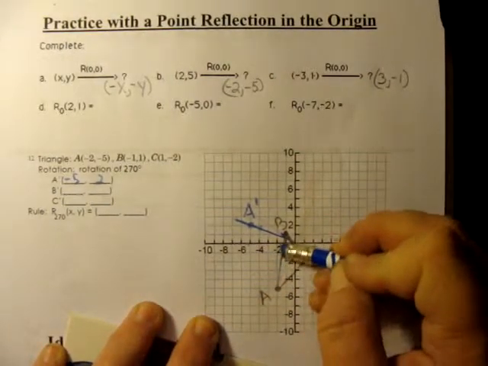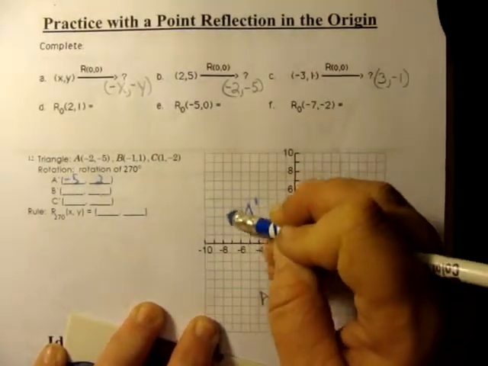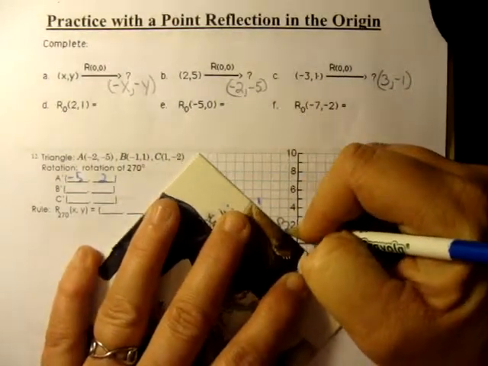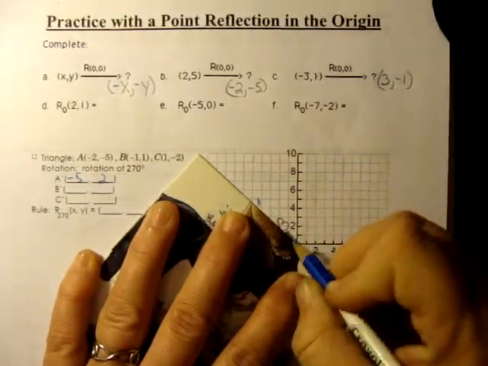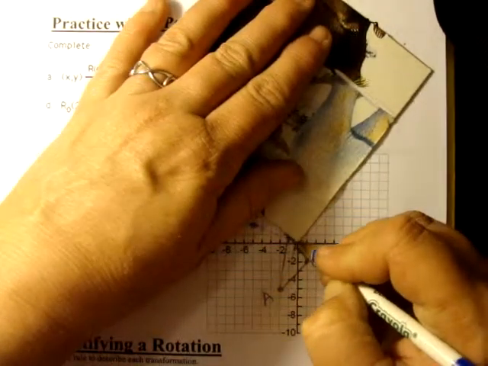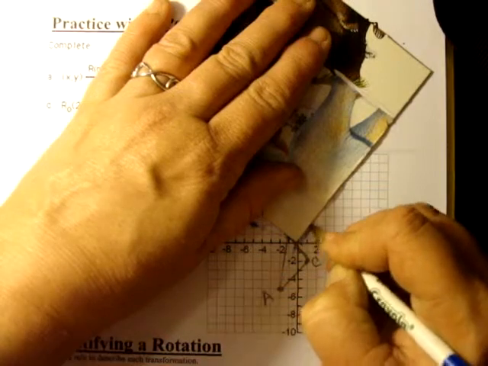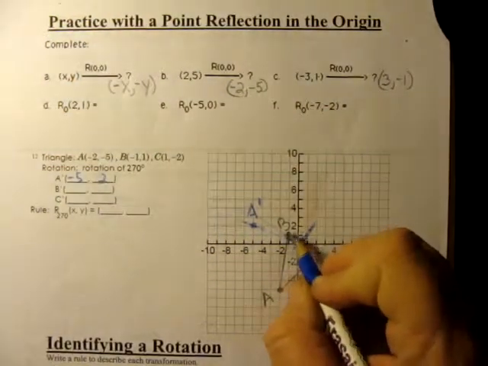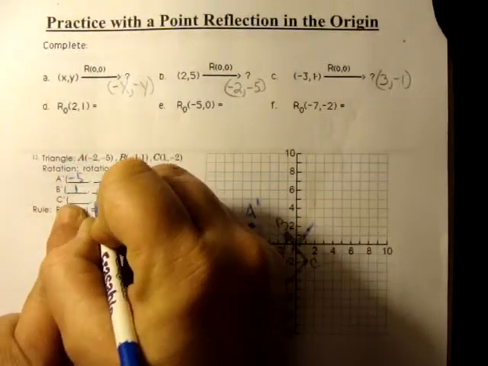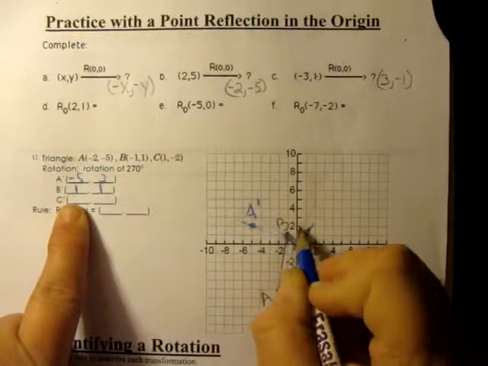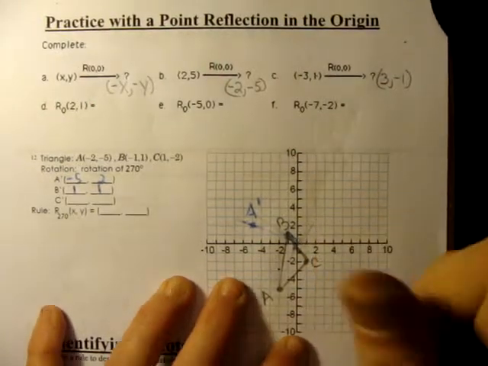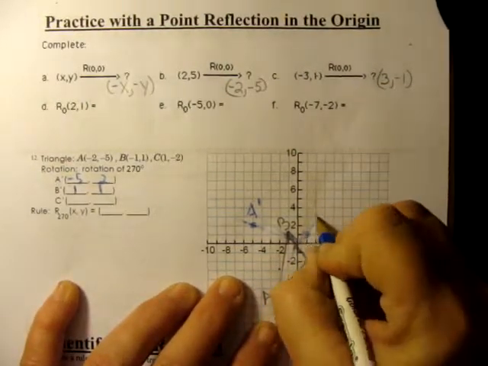So let's erase our lines so we don't get confused, and let's do B. So here's B to the origin. Now remember, we're going this way, so our arm has to open up this way and a right angle this way. We know that B was (1, 1). They have to switch places, 1 and 1. X is positive, Y is positive. So B prime.